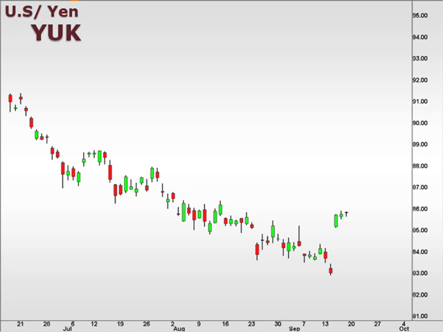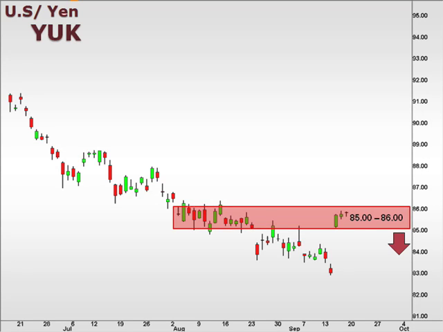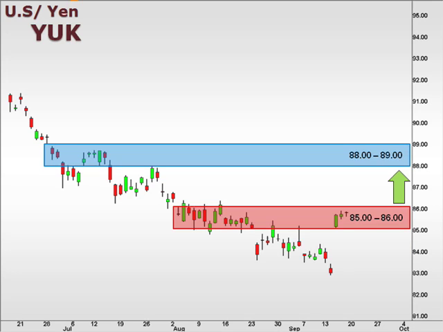Next up, the YUK, the U.S. versus the Japanese yen. While the YUK made a big move higher last week, testing our 85-86 focal zone, we do suspect a retracement lower this week. However, if this 85-86 level holds as support, we will look to the 88-89 box as a logical upside target.